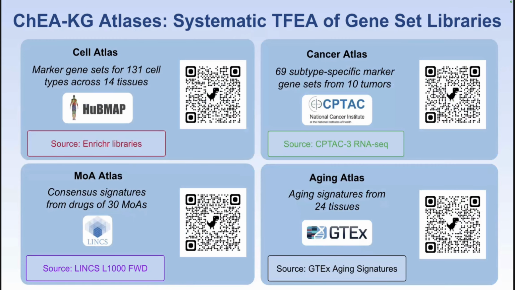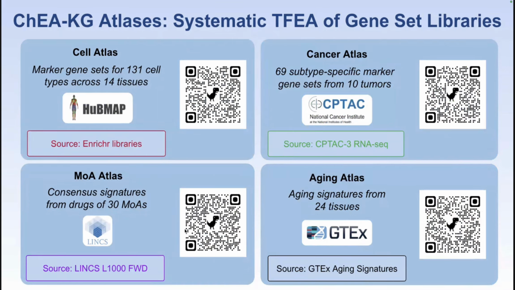One of the neat features of ChEA-KG are the ChEA-KG atlases. These atlases are context-specific collections of transcription factor regulatory networks for 4 different themes. First we have normal cell types, pan-cancer tumors, drug mechanisms of action, and changes in human tissue due to aging. So for the cell type atlas, this is displaying regulatory subnetworks for 131 cell types from 14 different tissues. The Cancer Atlas has subnetworks for 69 subtypes, which we identified from the 10 tumor types of the CPTAC 3 cohort that you all are familiar with.